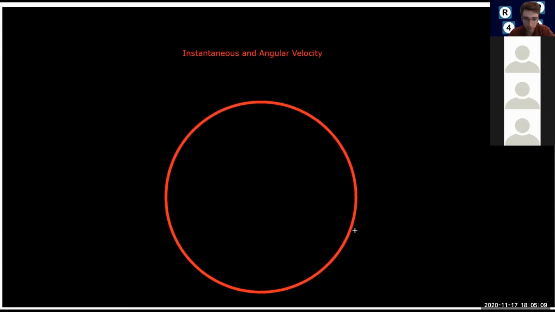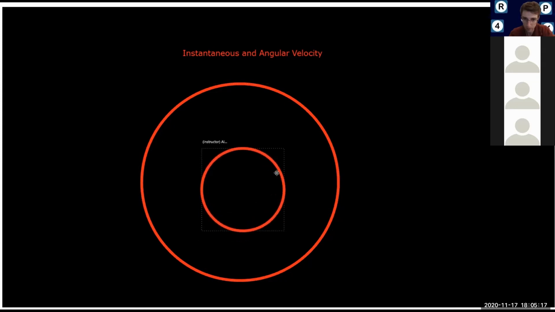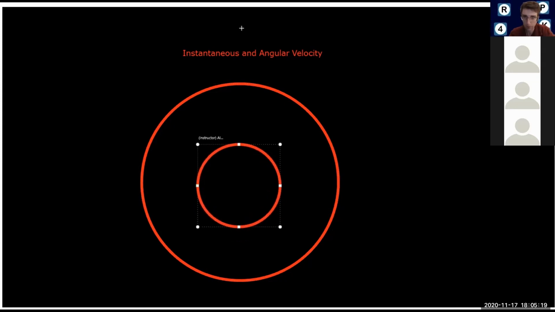Let's say we have a circle like so, and then let's say an inner circle as well. And let's say I have a little inner circle here. So I have a little circle, and I'm going to create a road piece again that's based off of this circle. Let's say I have a road piece that's about this shape.